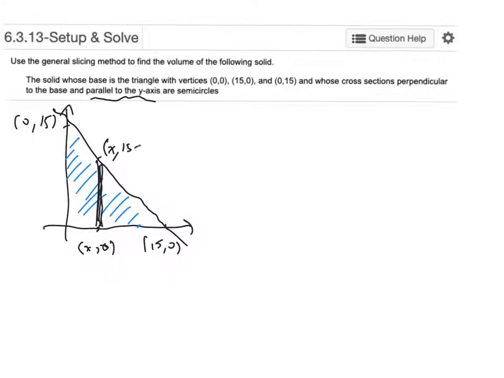So that's what goes in the y-coordinate. Whatever you like to do to find the equation of a line, do that with those 2 points, and you'll have y equals 15 minus x. So the top of the slice has coordinates x, 15 minus x. The bottom of the slice has coordinates x, 0.